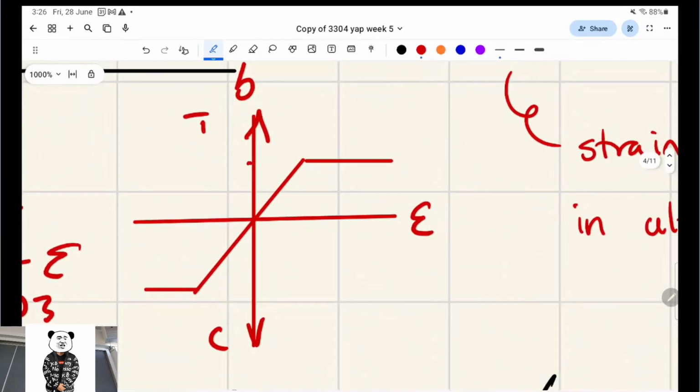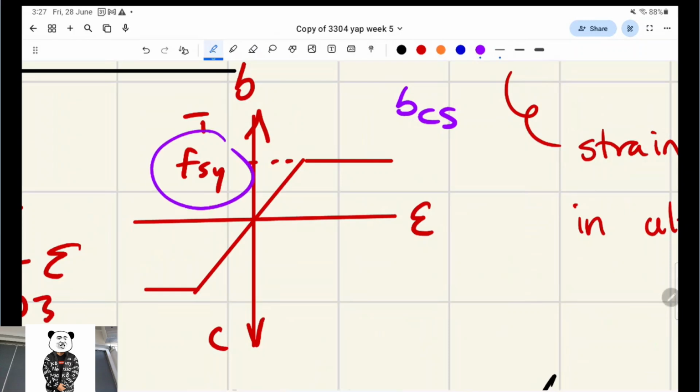What's this value here where it plateaus called? Yes, we'll call it FSY, but it's the same thing. So that's called the yield strength, right? The other notation I wrote was sigma CS, which means the stress of the compressive bars, right? Do you think that would be the same as FSY? Yes, very good.